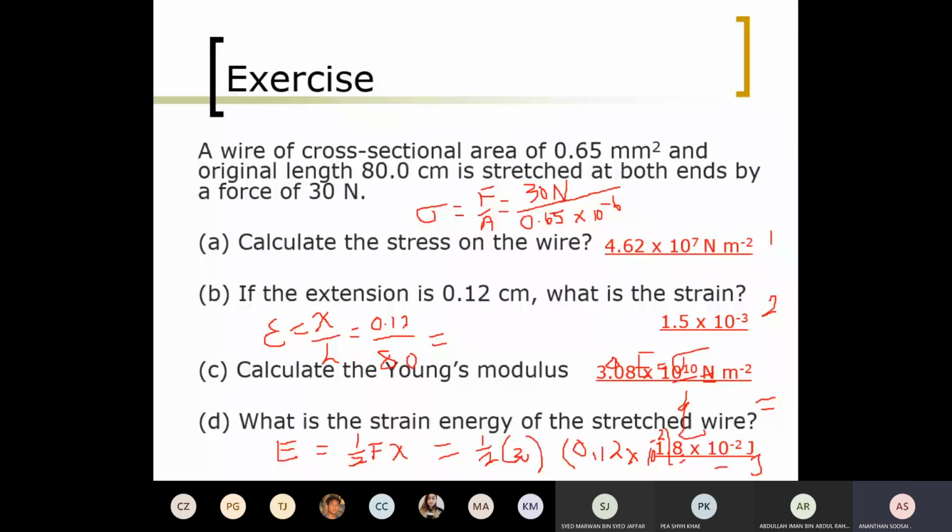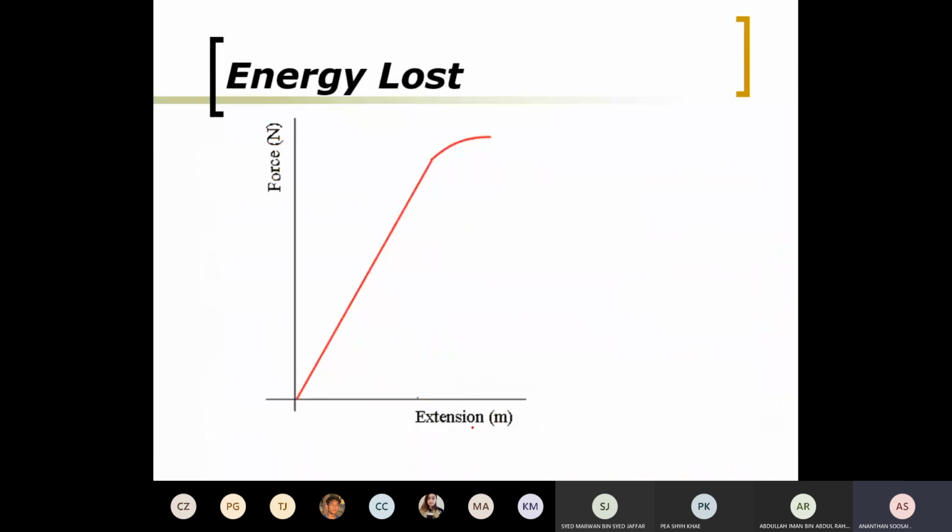So stress, strain, Young modulus, and strain energy. Quite a straightforward question. Okay, so let me go a little more deeper. Any questions from here? No questions. Okay. So now we're going to talk about something called energy lost.